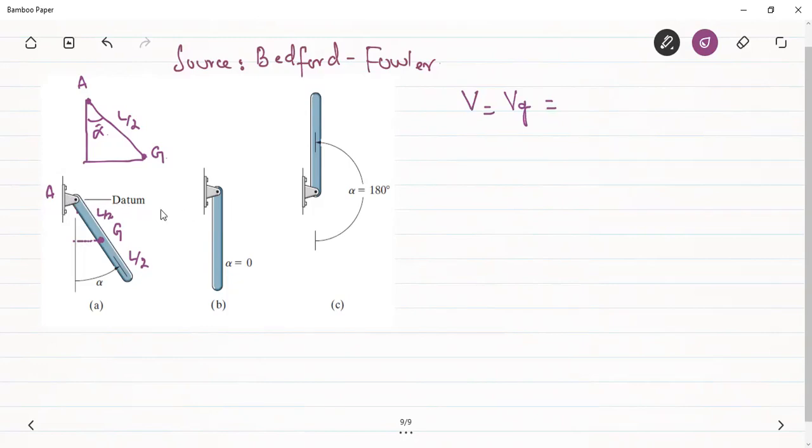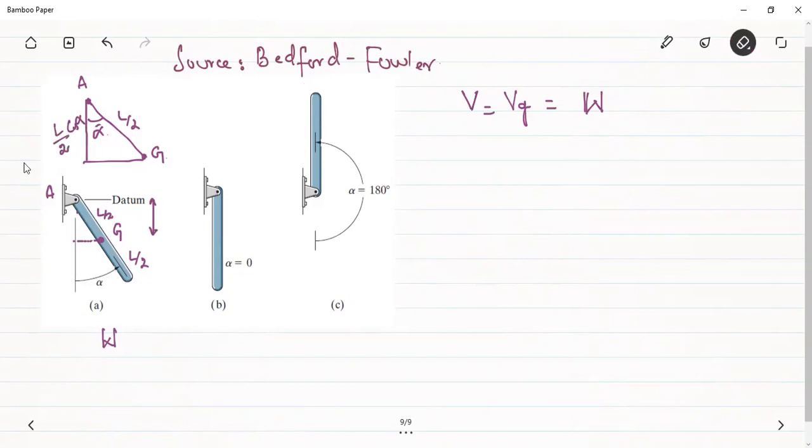So if W is the weight of the rod, the gravitational potential energy will be equal to the weight of the rod times the vertical distance of the center of gravity from the datum. You can see that the datum is here. This is the distance of the center of gravity of the rod from the datum, and from this right angle triangle, you can clearly see that this is equal to L by 2 cos alpha. This distance will be L by 2 sin alpha, and this will be L by 2 cos alpha.